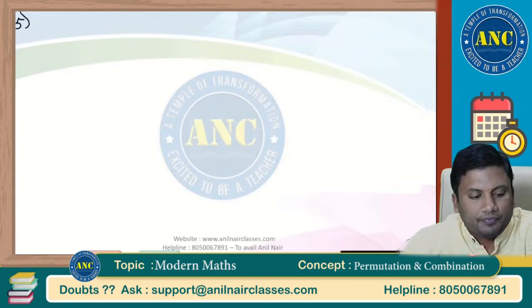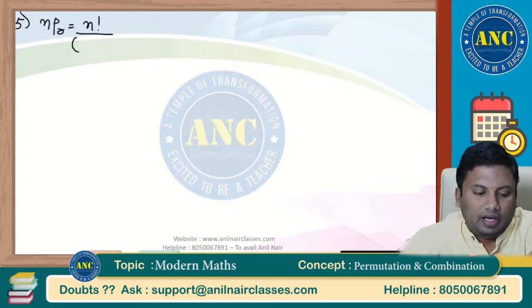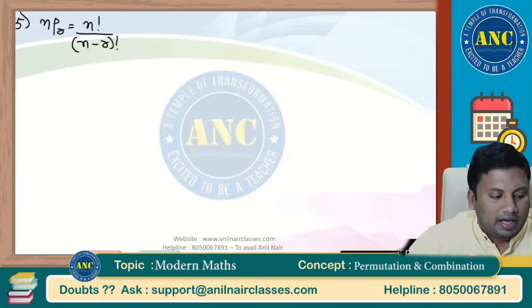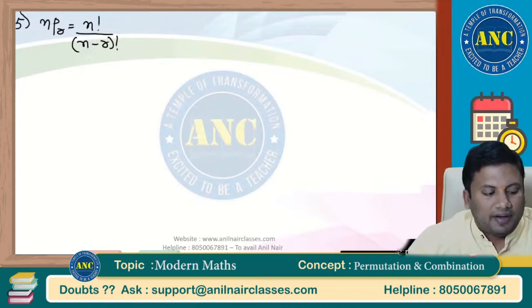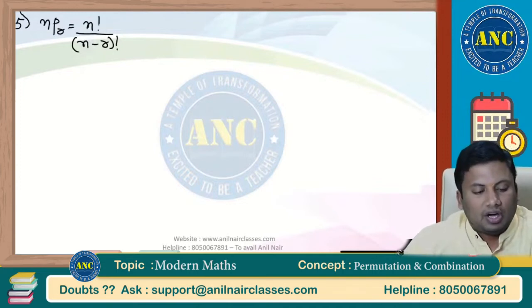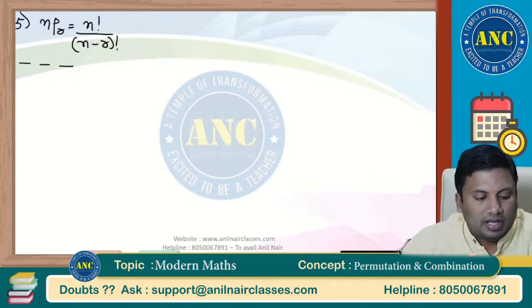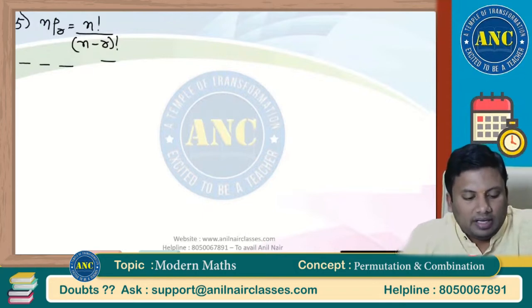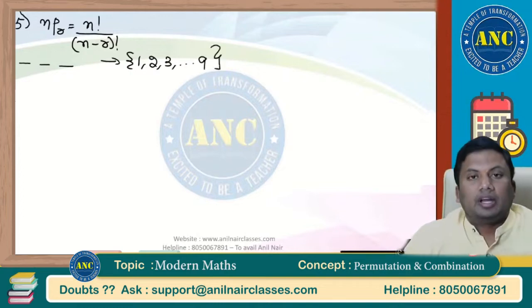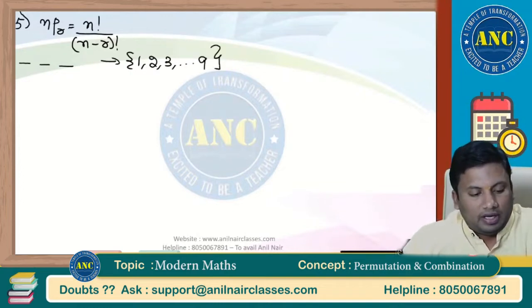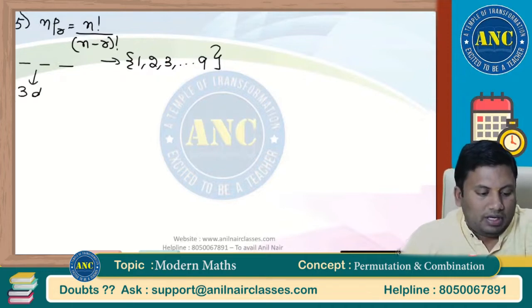Fifth one, nPr is nothing but n factorial by (n minus r) factorial. Suppose a 3-digit number needs to be formed using the digits 1, 2, 3 and so on up to n. I want a 3-digit number.